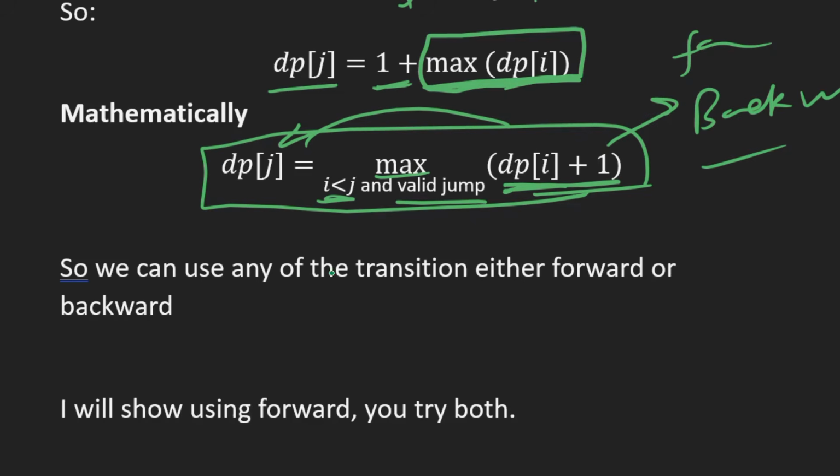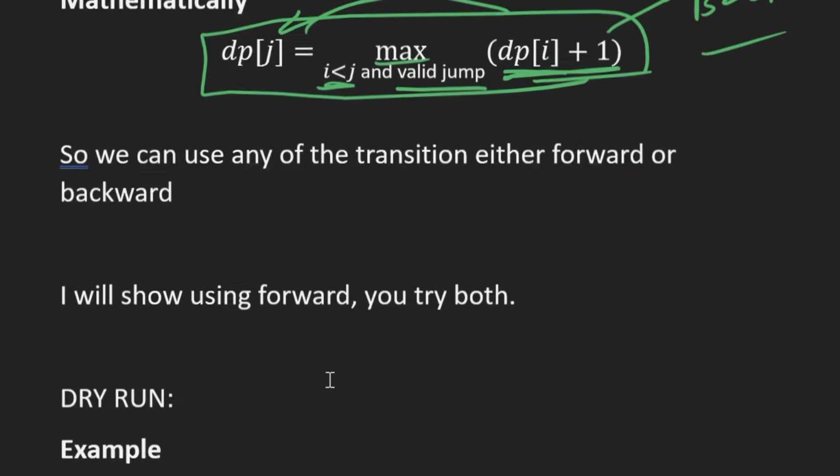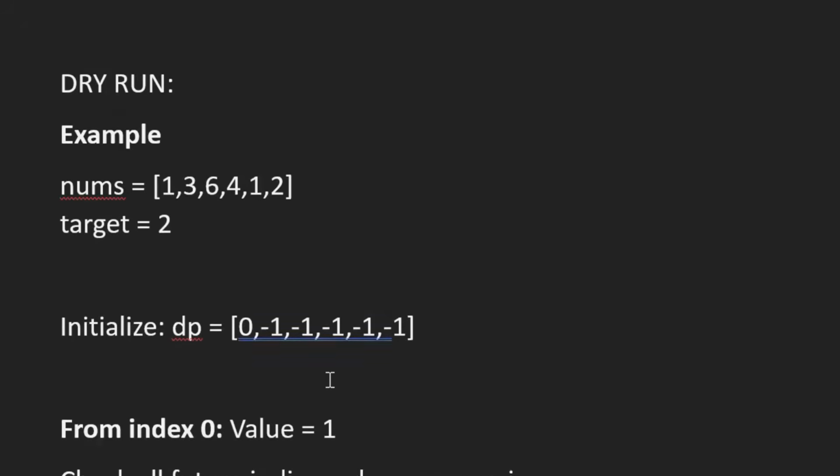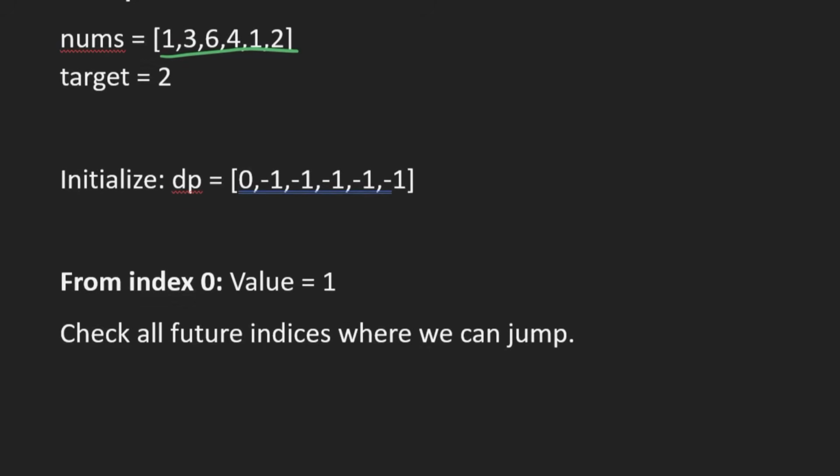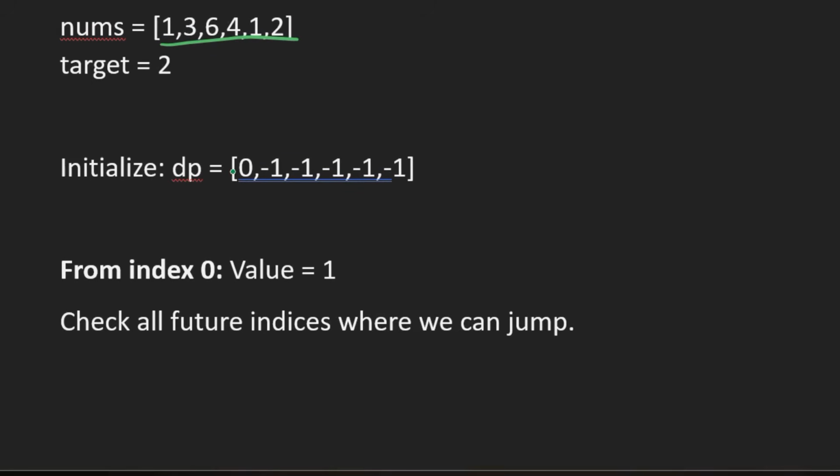I'll be using forward transition to show you, and you can try out either forward or backward transition. So let's see an example. We are given the nums array 1 3 6 4 1 2, and our target is 2. Initially dp of 0 will be 0, and all the other states are -1. That means they haven't been reached or they can't be reached.